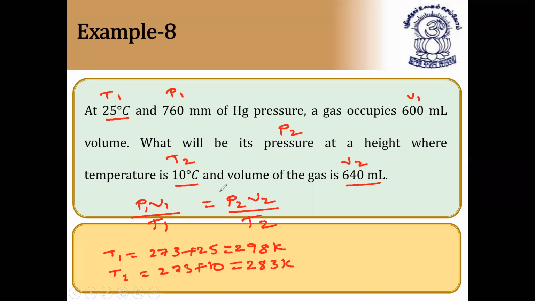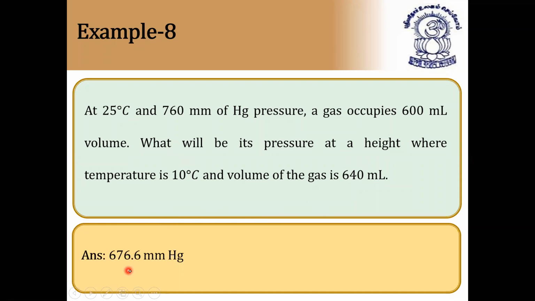So use this formula and find out P2. You'll get the answer 100%. I hope it is clear. So let us check what the answer will be. It is 676.6 mm of Hg. This means the pressure is slightly decreased because volume is increased and temperature is decreased. I hope it is clear.